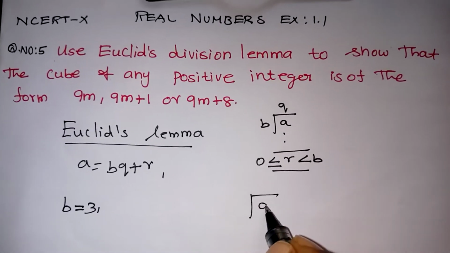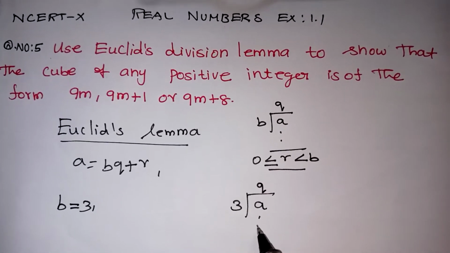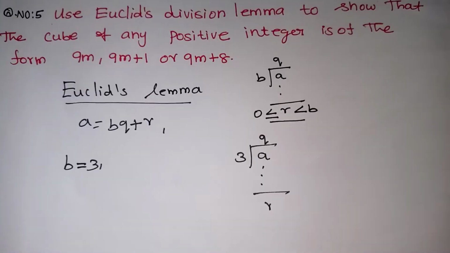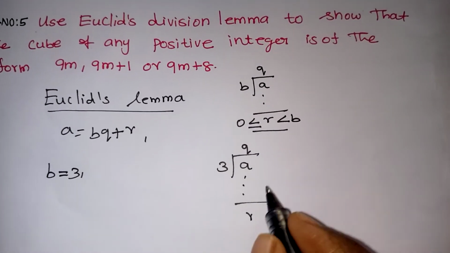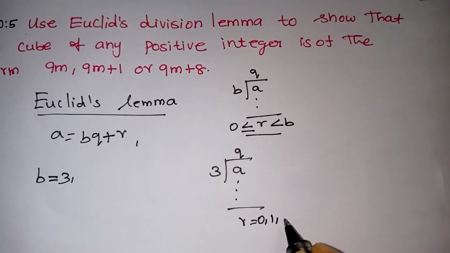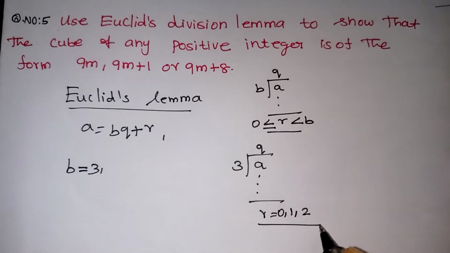Here we are going to divide any number by 3. Definitely we will get some quotient and some remainder also. So b alone we take as 3. So my remainder can be 0, 1, 2. It cannot be 3. If 3 comes, we will do the division once again. So these will be the values.